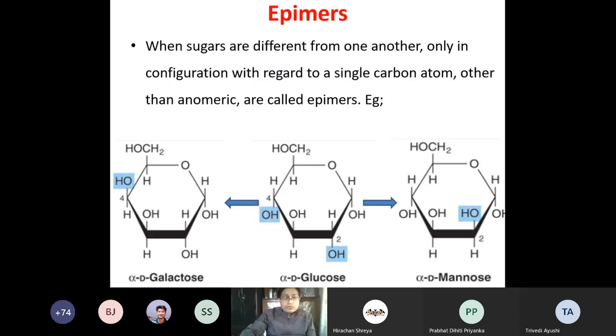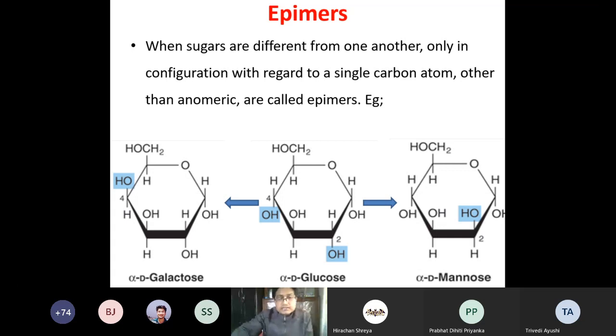Now we'll see about the epimers. We are talking about the isomers, stereoisomers, chiral center. Now we are coming to the epimers. When sugars differ from one another only in configuration with respect to a single carbon atom, and that single carbon atom should be other than the anomeric carbon, then in this case they are known as epimers.